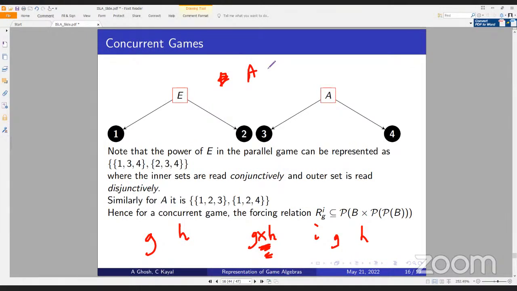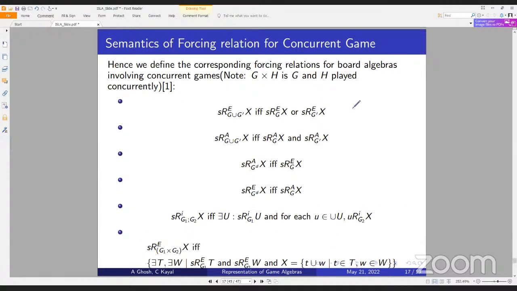So for example, if A is an outcome set from some position, it will be a subset of B, right? But here for this concurrency, we have raised it to a subset of the power set of B. So it actually contains sets of B. And so it is read like this: if you land from position P, I land this outcome relation, it will land in 1 or 3 or 4, 1 and 3 and 4, or 2 and 3 and 4. So it is read like this only. Okay, these are the semantics.